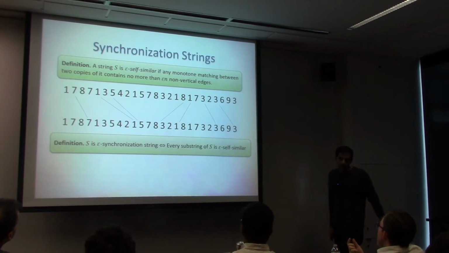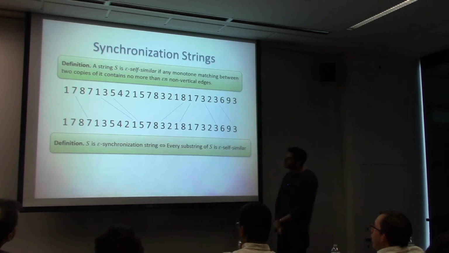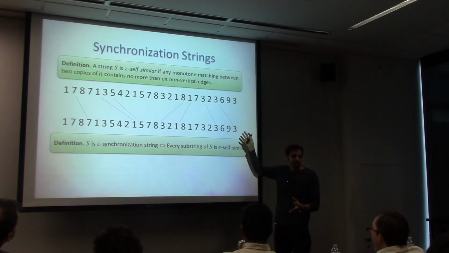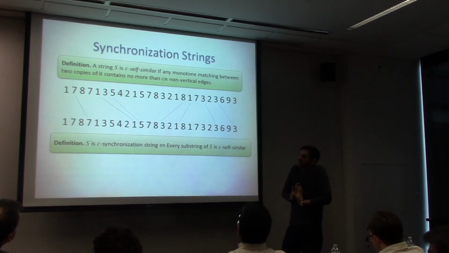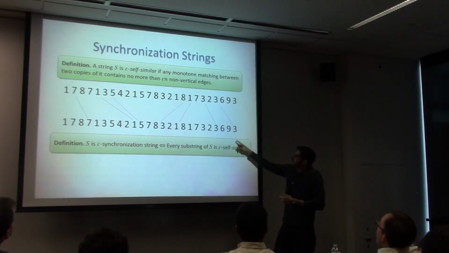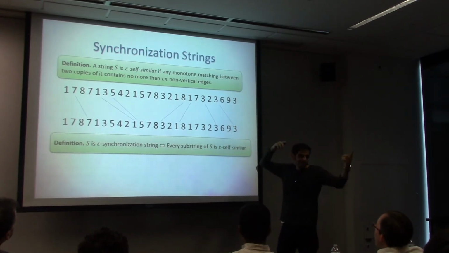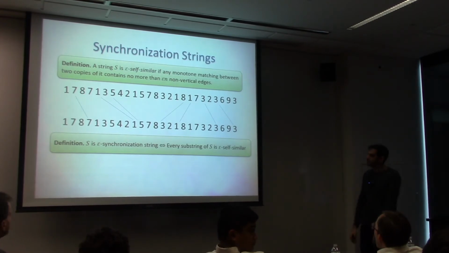With respect to the substring length or with respect to the original length? Substring length. Yeah. So the smaller this epsilon is, the more restrictive this property would be. Like in fact, what is a zero synchronization string? You shouldn't be able to find any non-vertical edges that connect. Does a substring here have to be contiguous? Yes, yes. That's continuous.